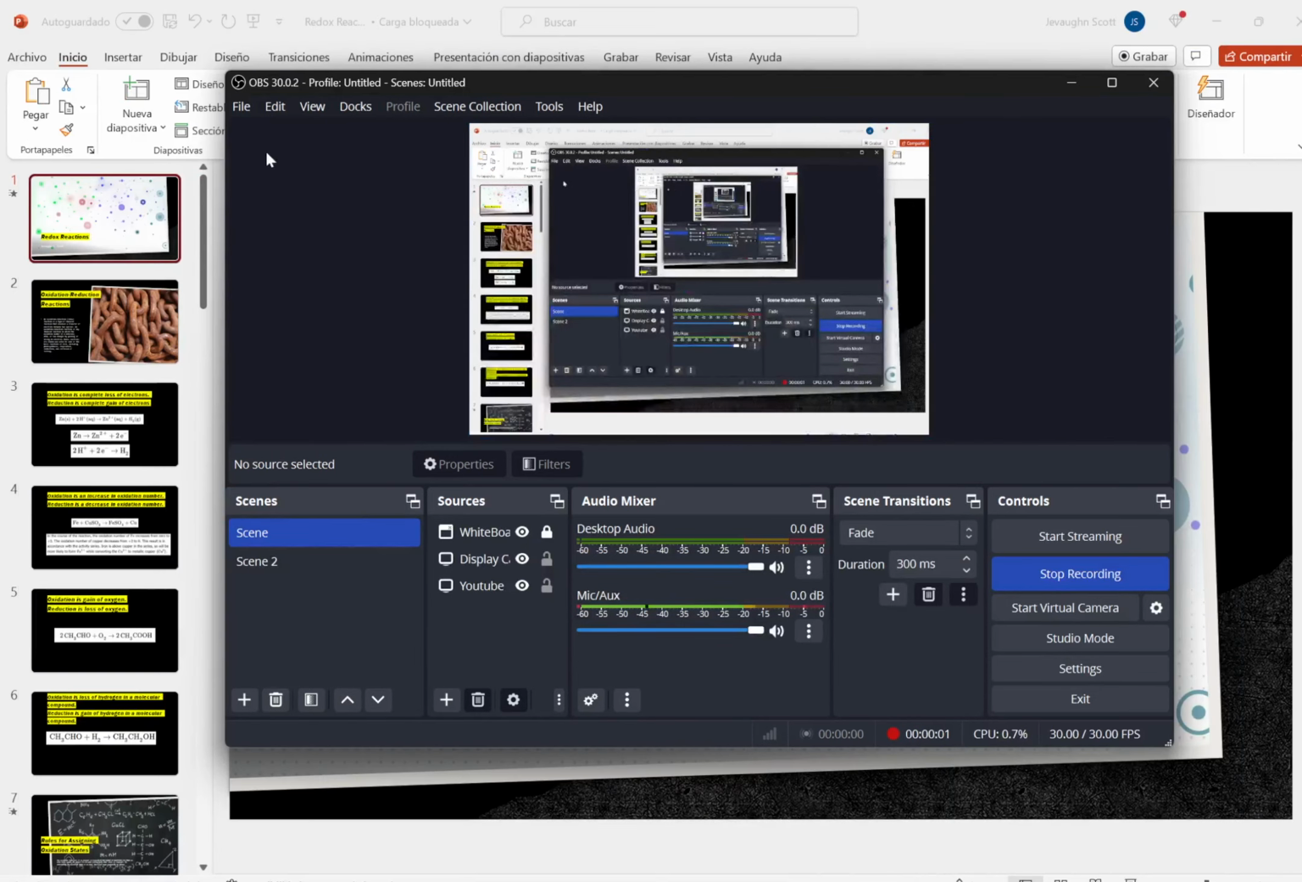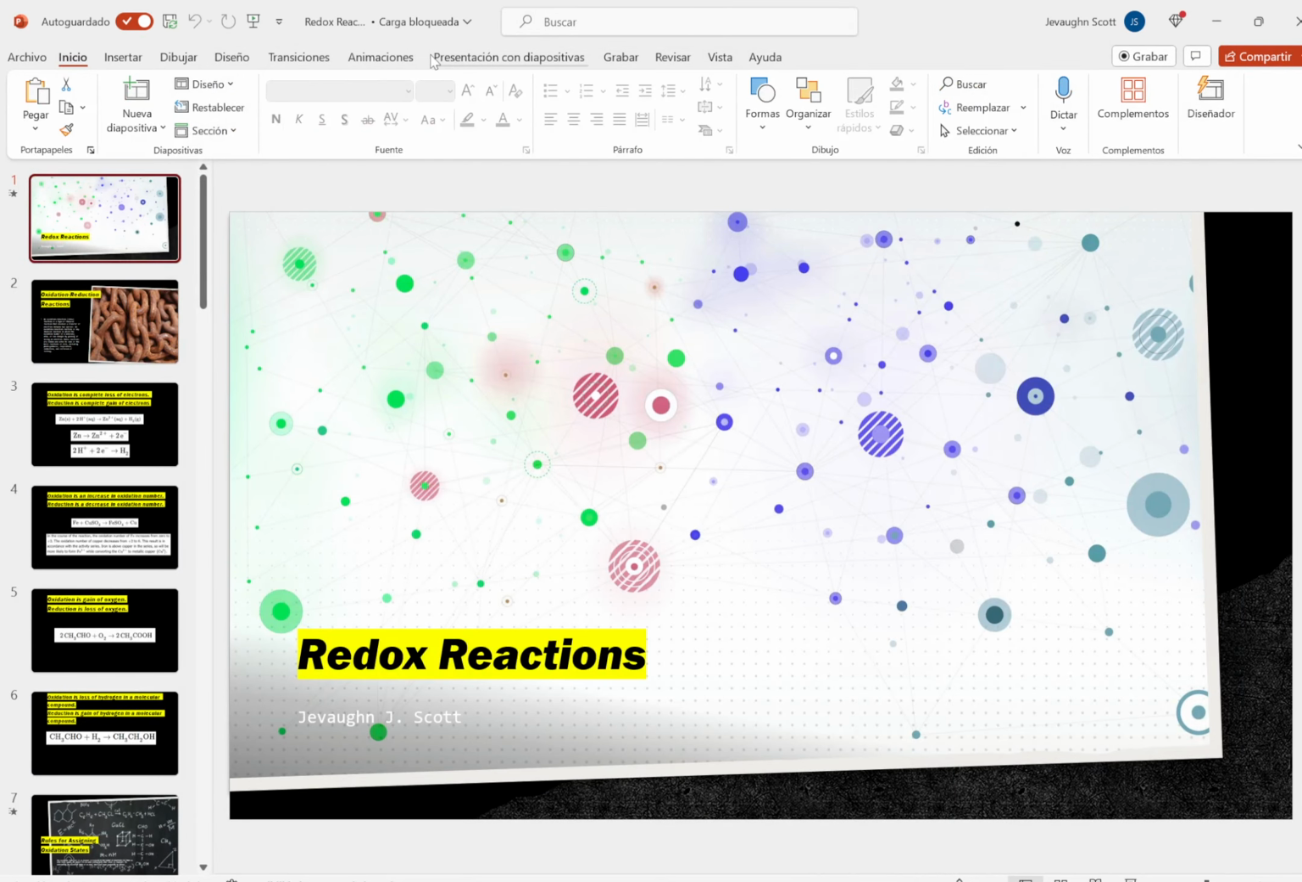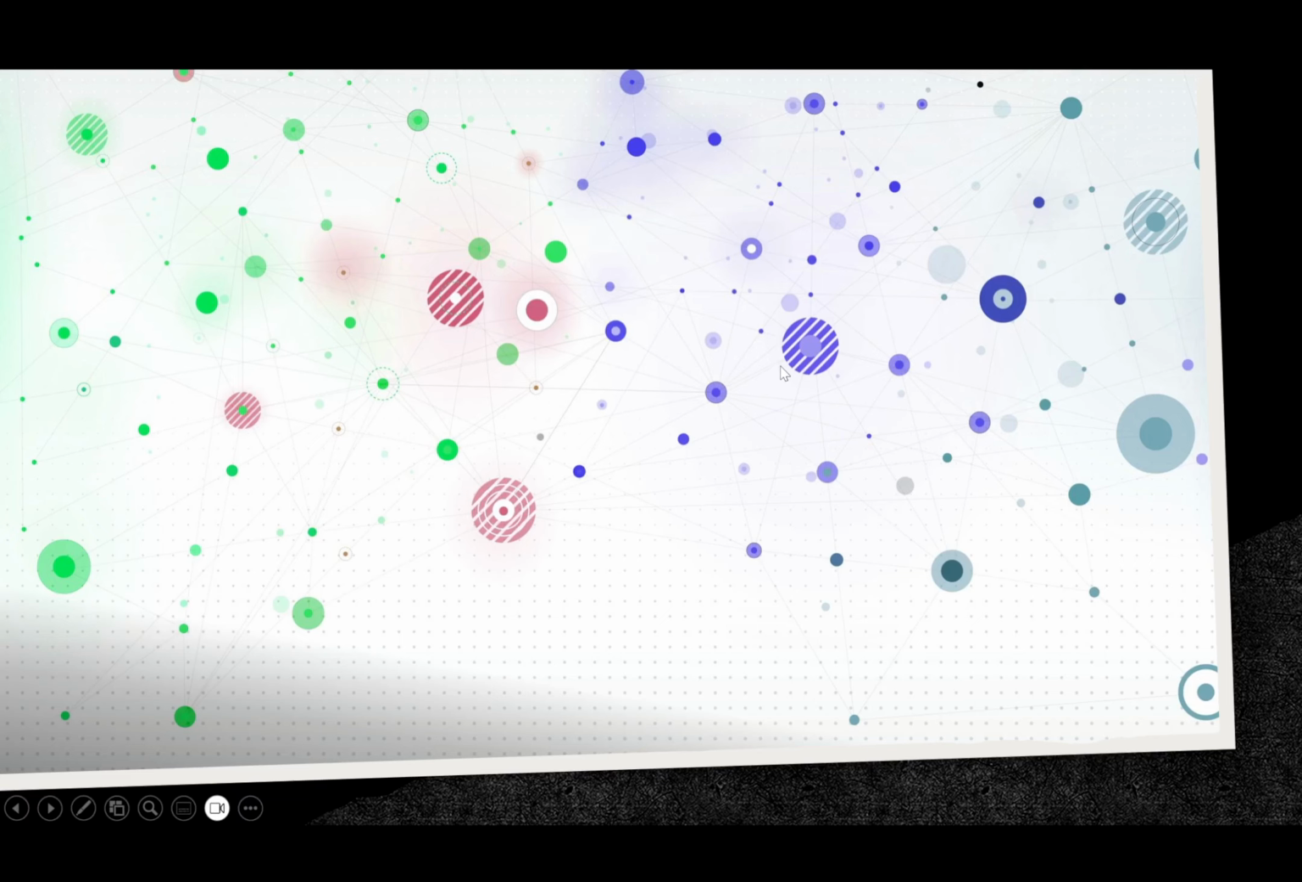So let's begin. We're just doing a little dive into redox reactions. Shouldn't be an issue, right? But if any issues arise, just let me know.